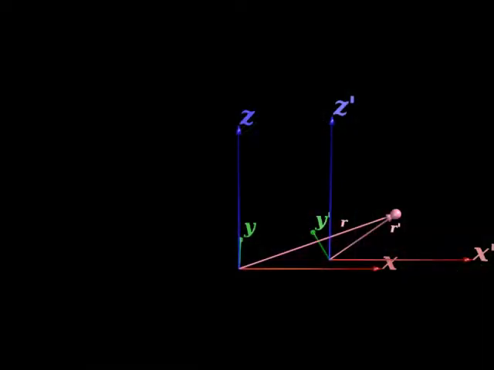What's different is the origin changes position over time. But the R vector at one instant in time, the displacement from the unprimed origin to the particle, is what it is. Likewise, the R prime vector from the origin of the primed frame to the particle is what it is, right?